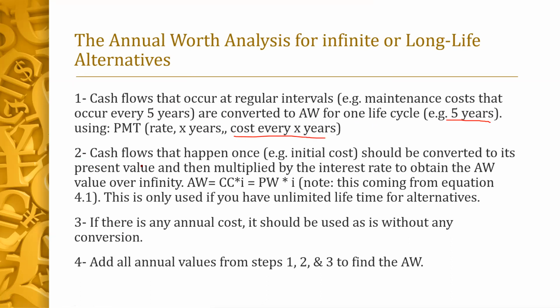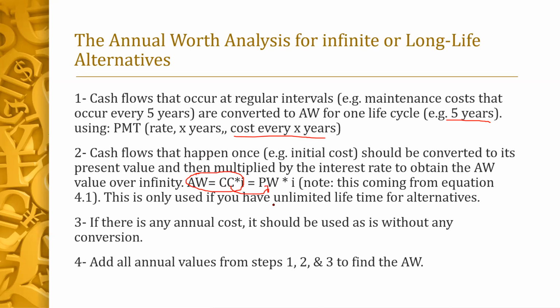Then the second step, a cash flow that happens once, such as the initial cost, should be converted to its present value and then multiplied by the interest rate to obtain the annual worth value over infinity. And this is a reminder of what we used from the previous chapter: annual worth equals the capitalized cost times I, and the capitalized cost is the same thing as the present worth.